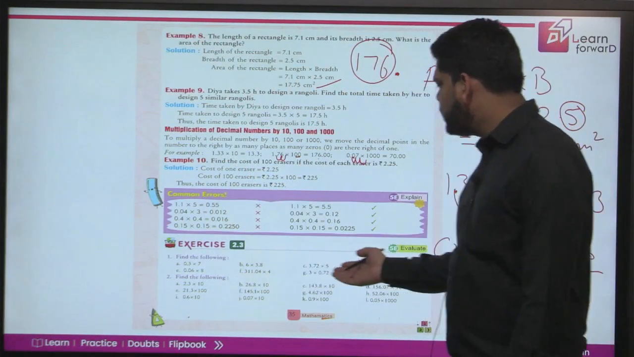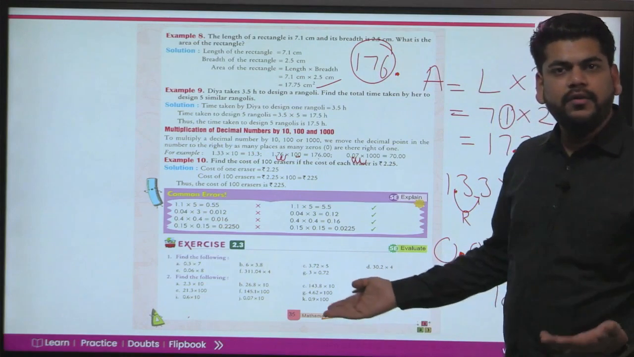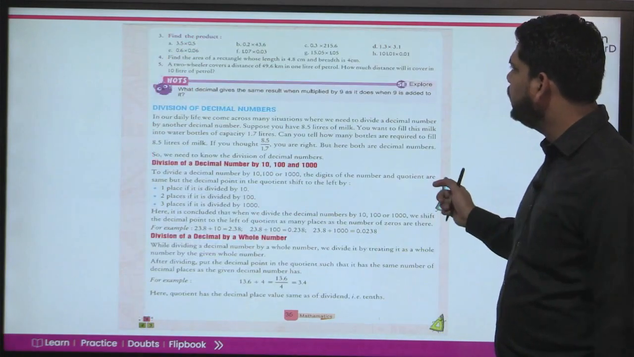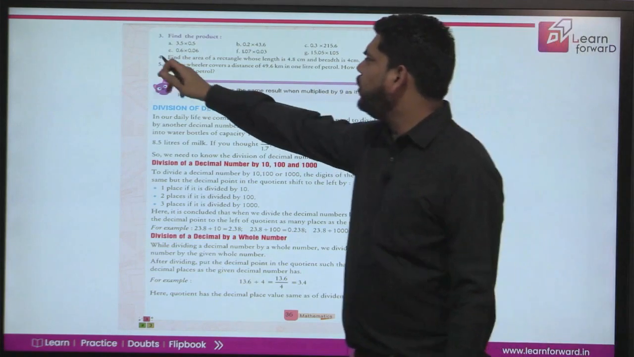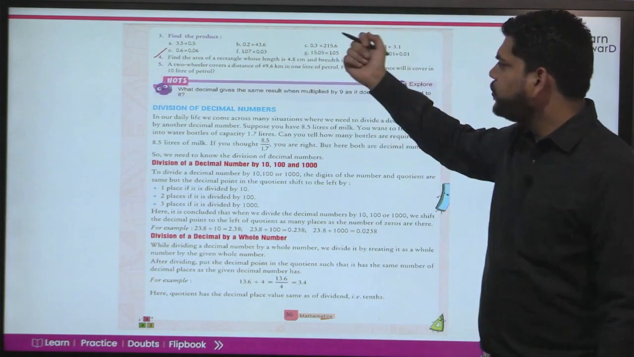Now you can easily multiply these decimals. We have already covered this in the concept of today's class. Find the product, you can do. The area of rectangle question you have already done. Fifth question we can do.